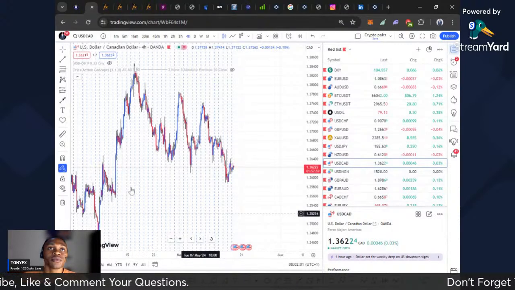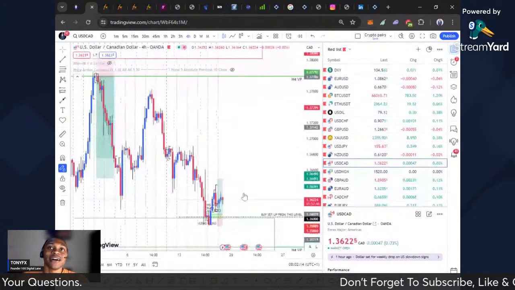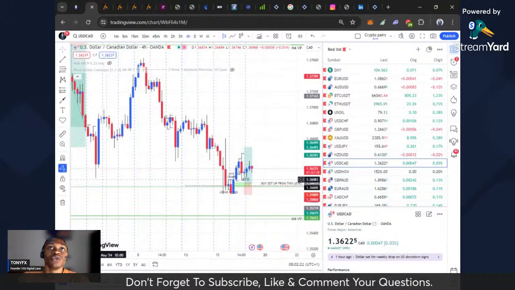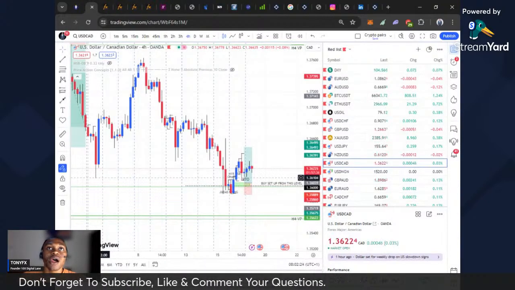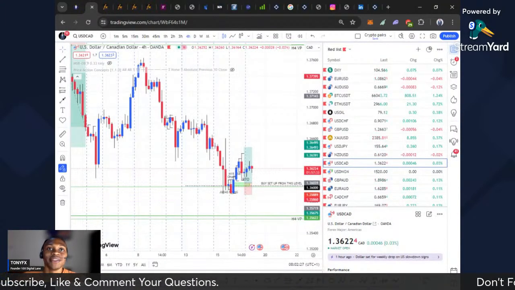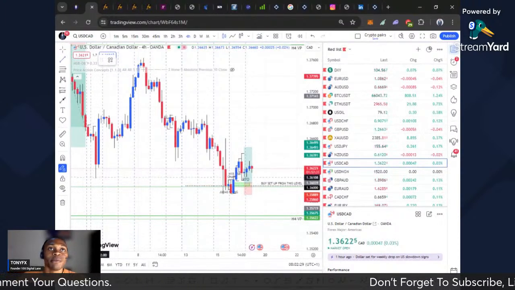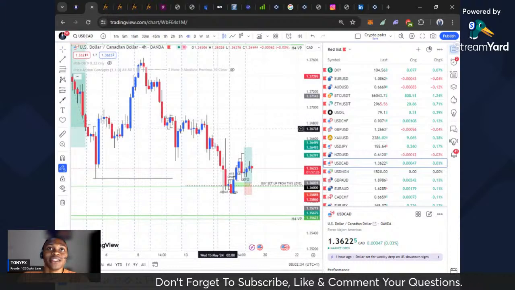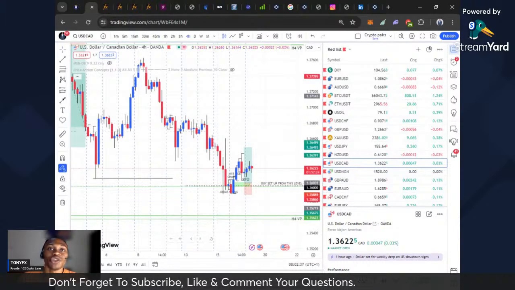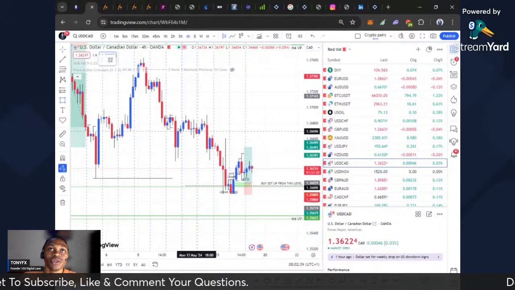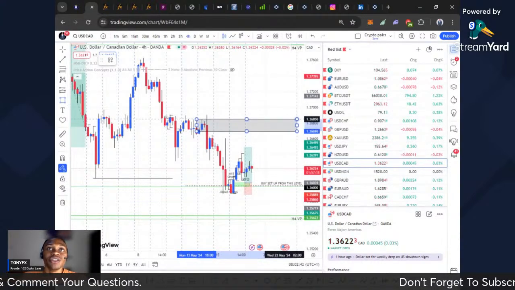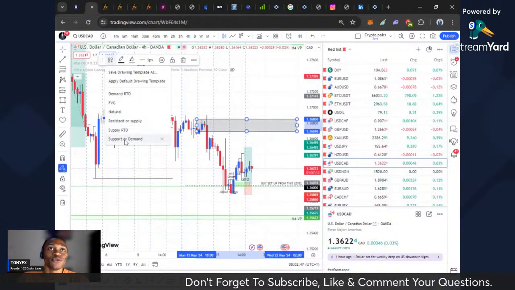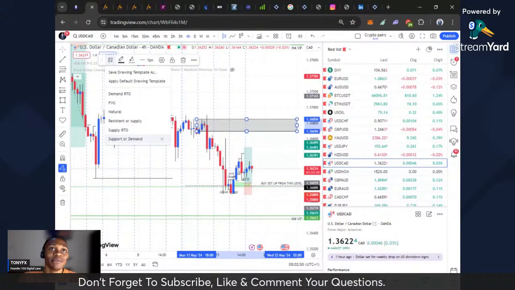So for USD CAD, I have a reaction zone. From this zone now, if you look closely, this low was taken before the market got to this zone. Since this low was taken, there is a high chance that the market will come back into the supply zone that was created before that low was taken, which is this supply zone. That created the supply before the market took the liquidity below that low.